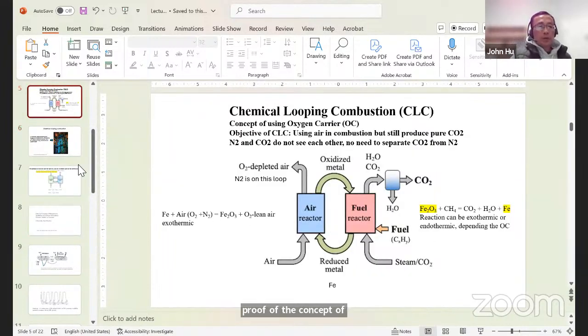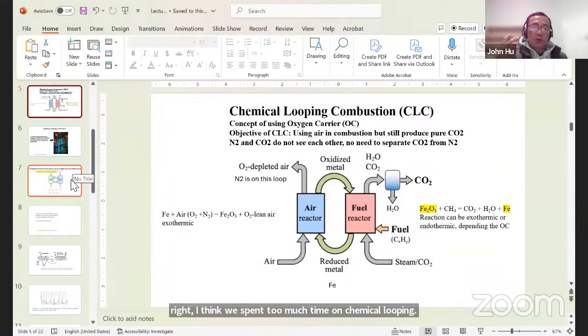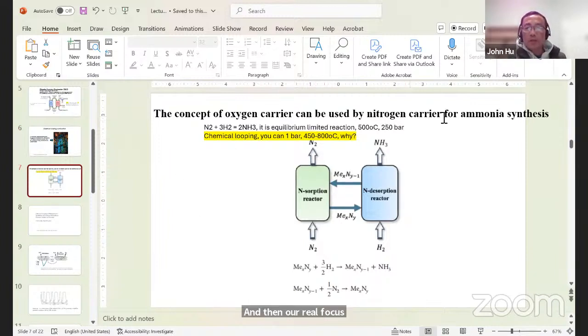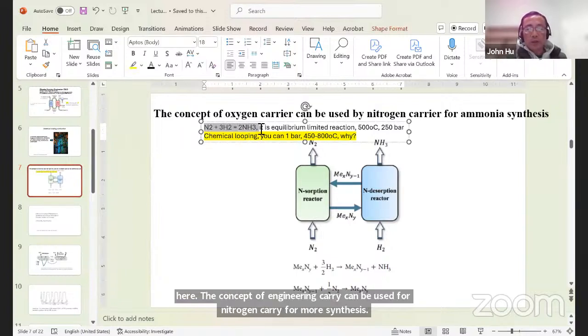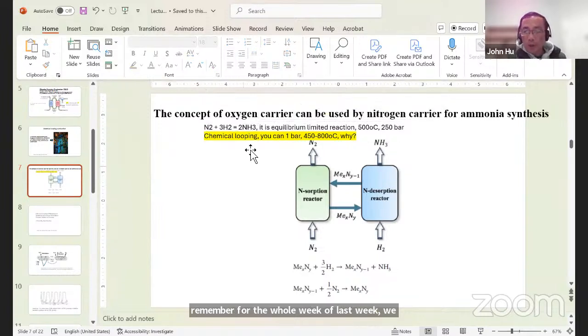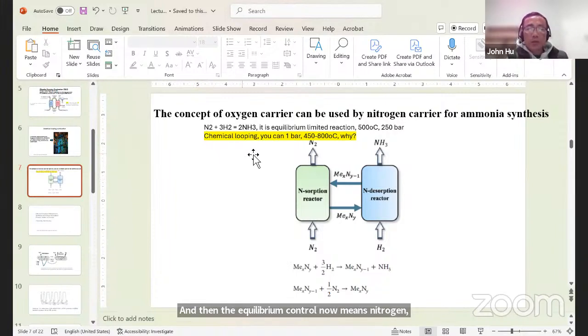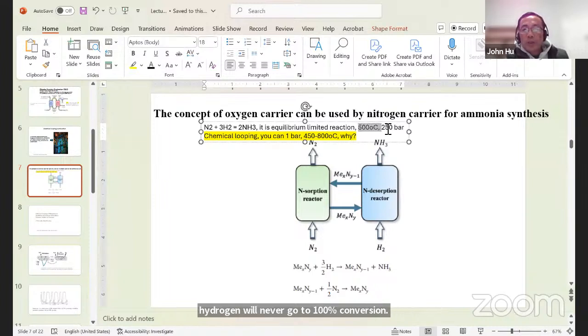Okay, so all right, I think we spent too much time on chemical looping combustion, but I really want you to gain some theory knowledge, and then our real focus is here. The concept of the oxygen carrier can be used for a nitrogen carrier for ammonia synthesis. Remember, for the whole week last week, we talked about ammonia synthesis and the equilibrium control. That means nitrogen and hydrogen will never go to 100% conversion. And they operate at 500 degrees C and 250 bar, because the temperature increases the reaction rate, and the pressure shifts the equilibrium to the right.